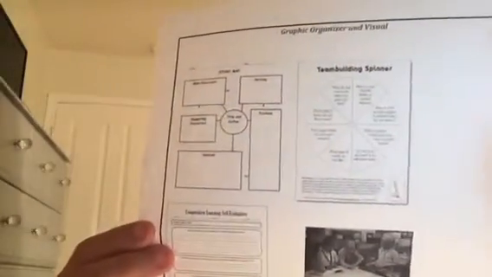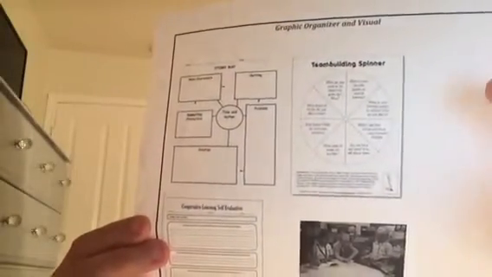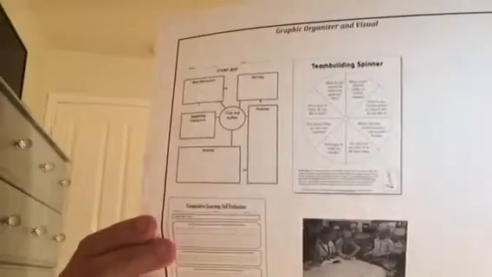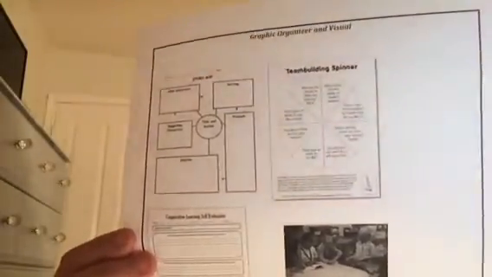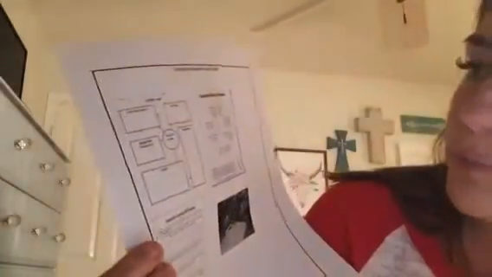So the team building spinner is one I thought was really cool. The students spin, and whichever one it lands on, they would have to answer the question. So an example of a question would be, what do you want to do when you grow up? And then they would share out, and then they would move on to the next person, and so forth and so on.